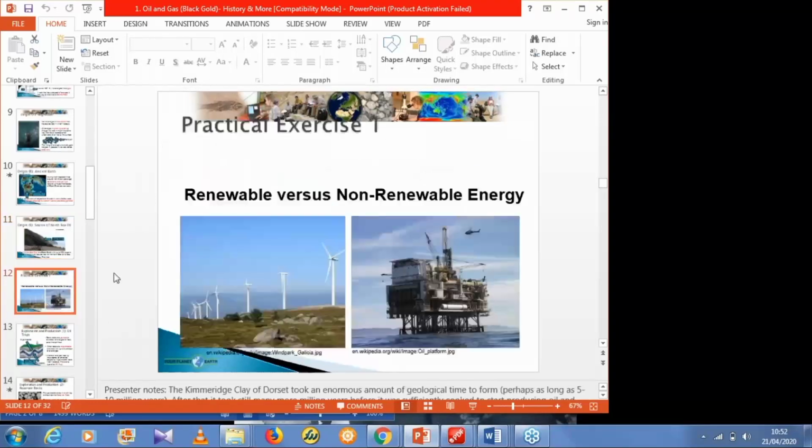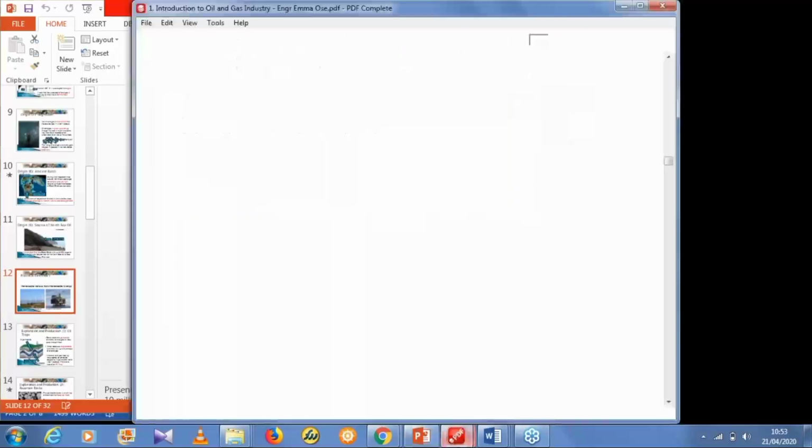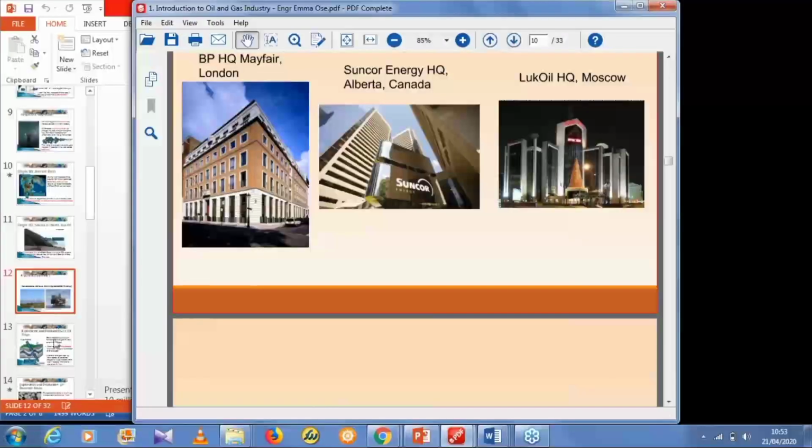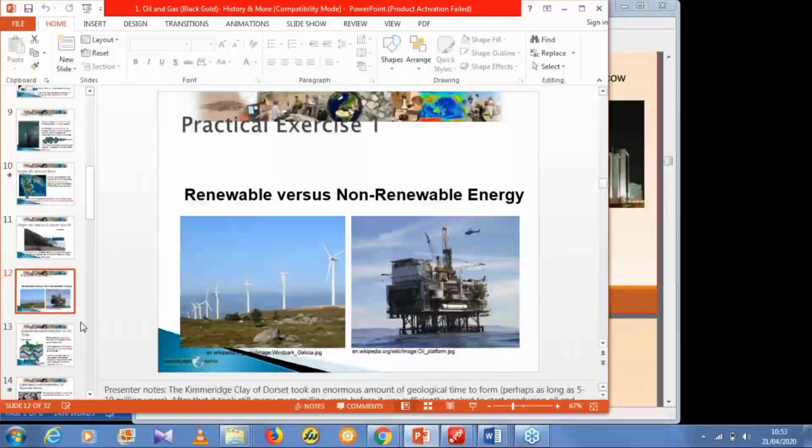But quickly, I just want to emphasize some areas before I round up. This oil and gas production in itself is a form of energy that we use.